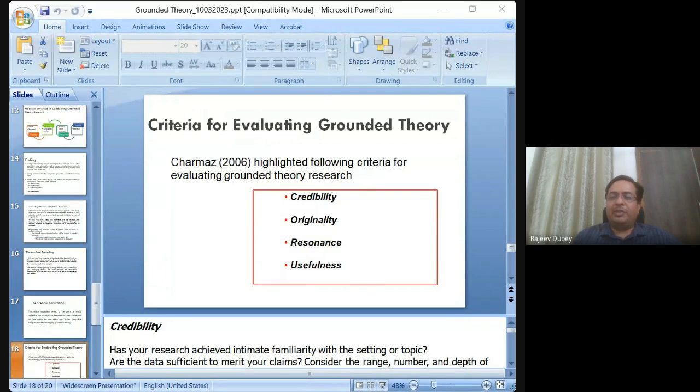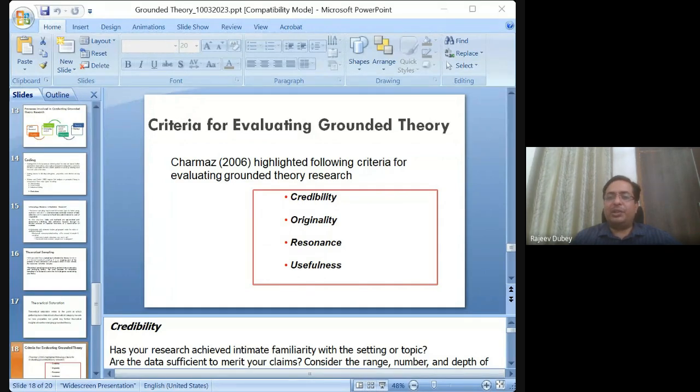And fourthly, usefulness. Does your analysis offer interpretations that people can use in their everyday world? Do your analytic categories suggest any generic process? If so, have you examined these generic processes for practical implications? Can the analysis spark further research in other substantive areas? How does your work contribute to knowledge? How does it contribute to making a better world?